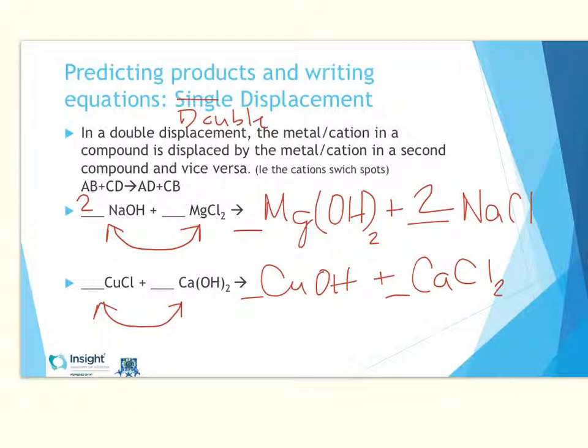So copper, there's 1 on each side, that's fine. Chlorine, I have 1 on the reactants, 2 on the products, so I'm going to need a 2 out here. Which means now I need to fix copper, so I'm going to put a 2 here. And then calcium, I have 1 on each side, and hydroxides, I have 2 on reactants, and because of the big 2, I have 2 on products.